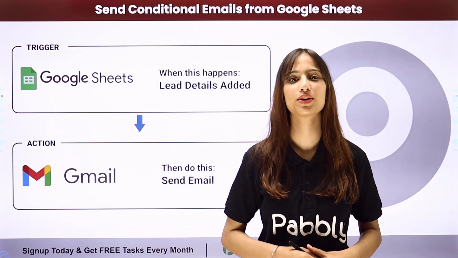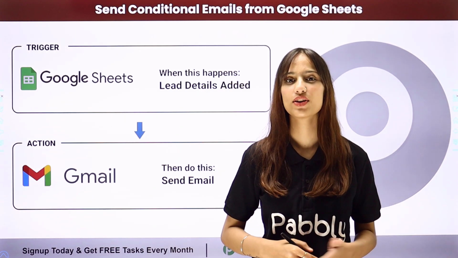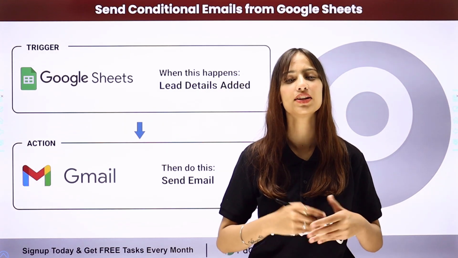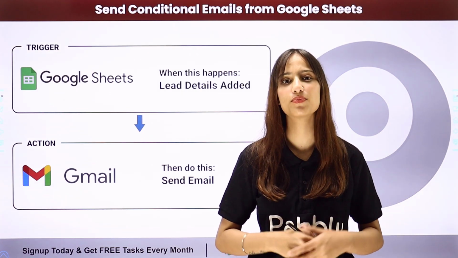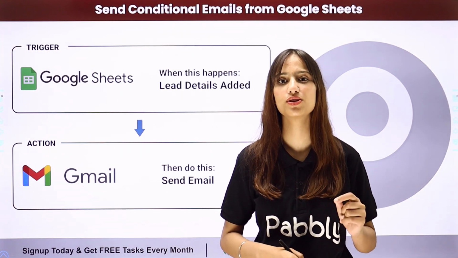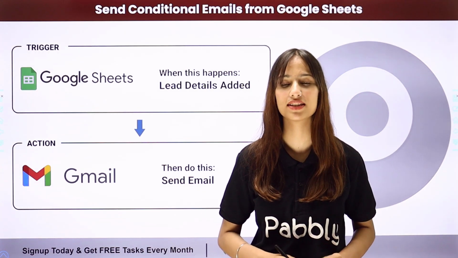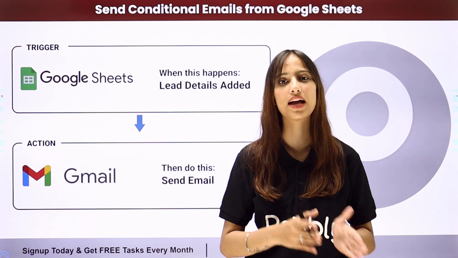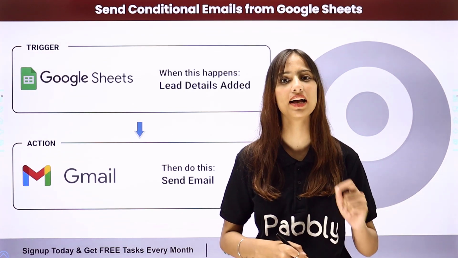So in today's video we are going to understand how to send conditional emails from Google Sheets. So here let's suppose that I have a travel and tourism company and I offer memberships for the same. My objective is that whenever I add the lead details in my Google Sheet, then based on the preference, whether they're interested in the plan or not interested, I want to send them an email as per their preference.